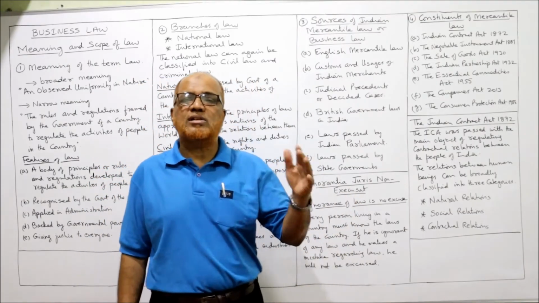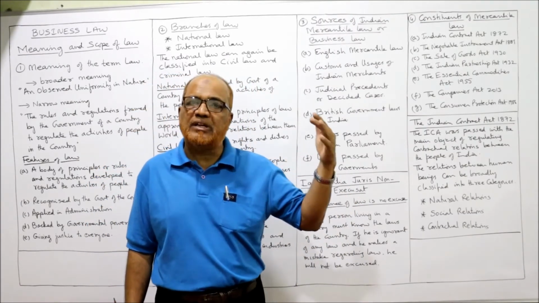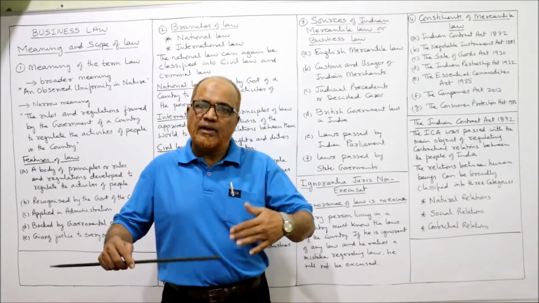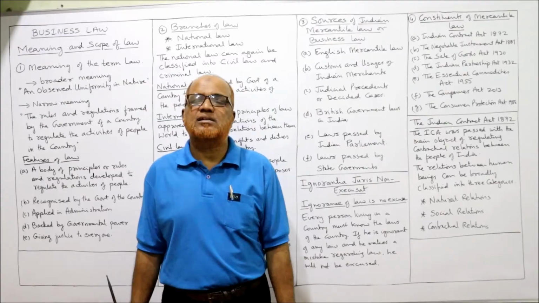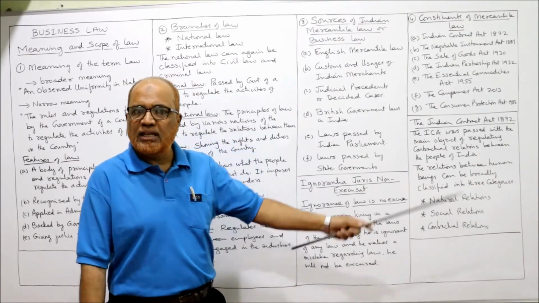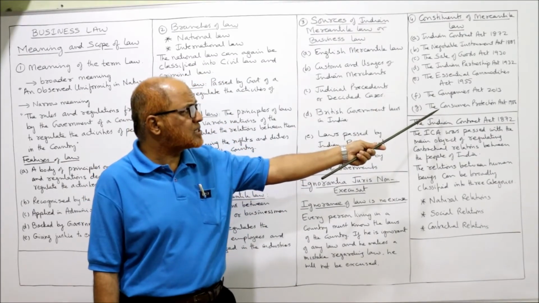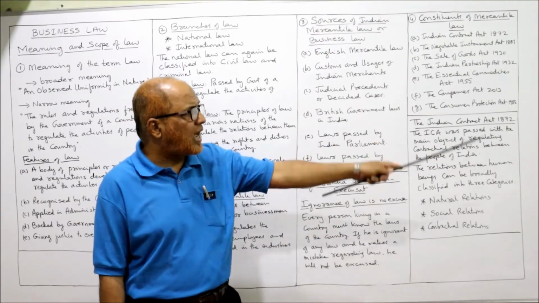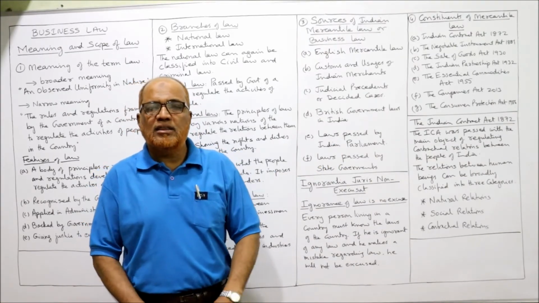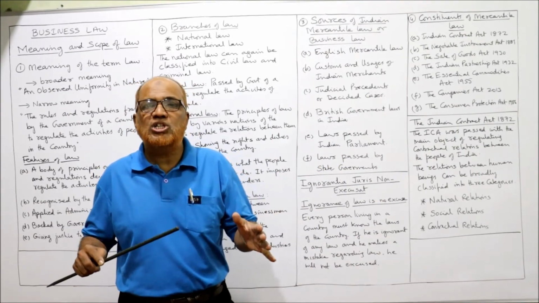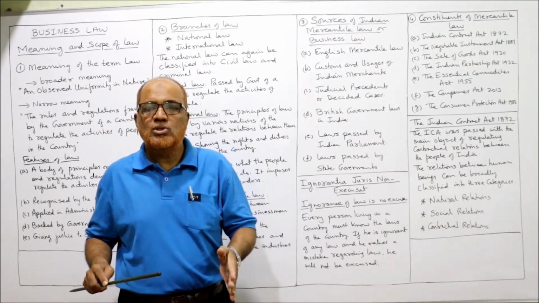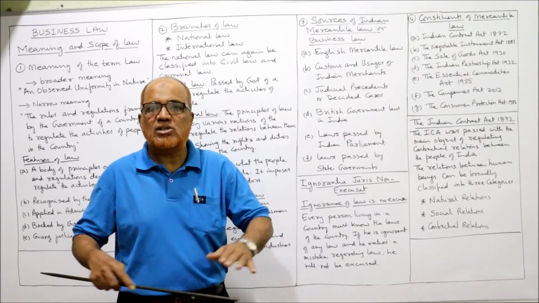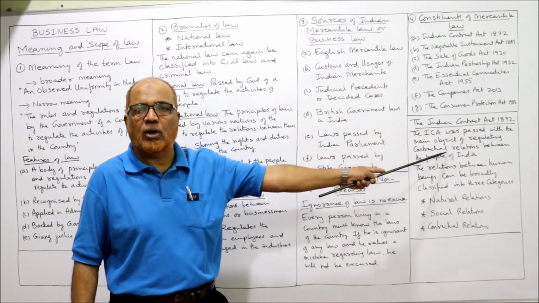Actually, earlier it was Companies Act 1956. Later on, the act has been changed. Now, presently the act is Companies Act 2013. Next, the last one, the Consumer Protection Act 1986. These are a few constituents, components of business law. So whenever we say business law, it includes all these laws.